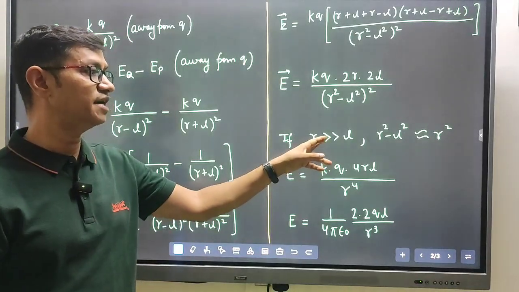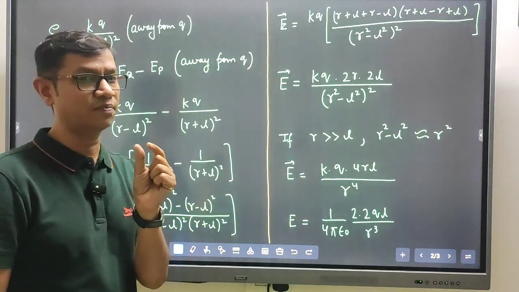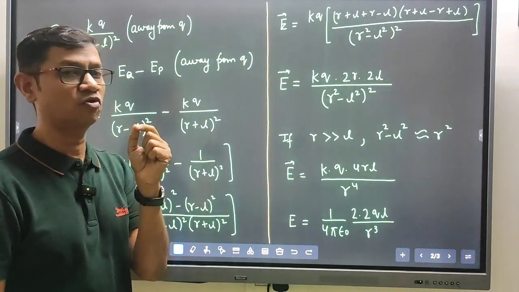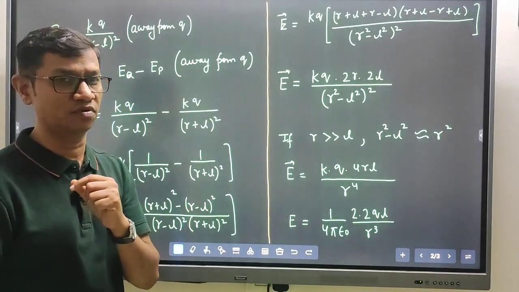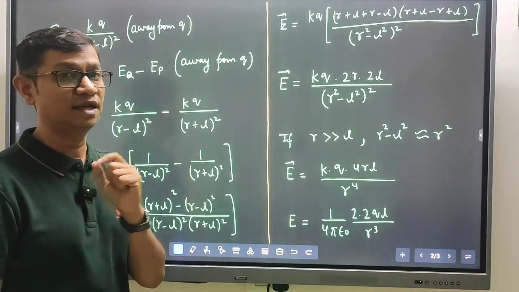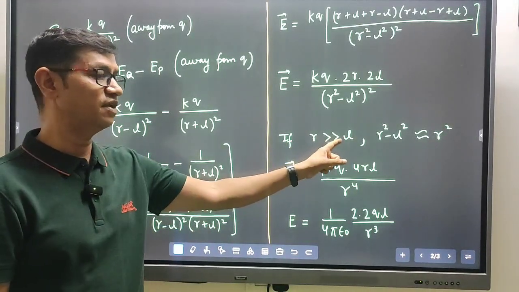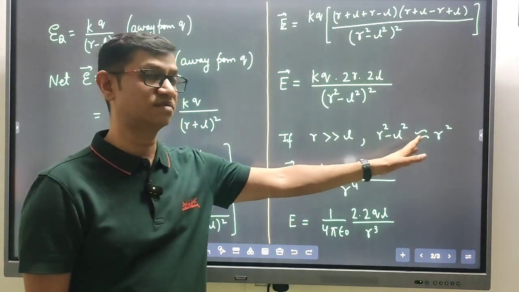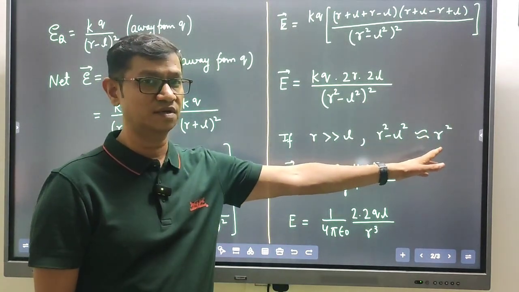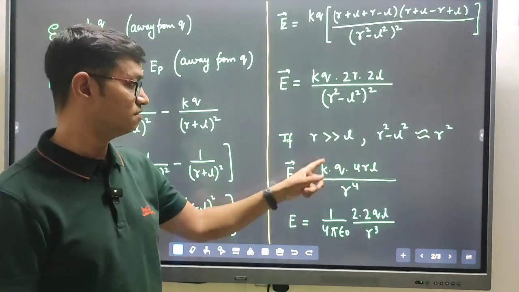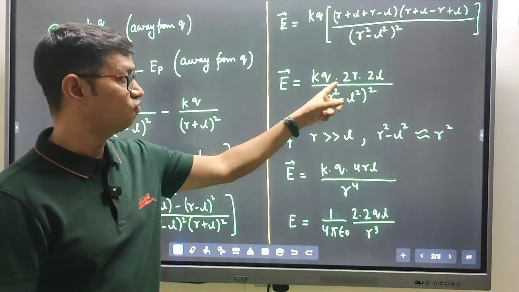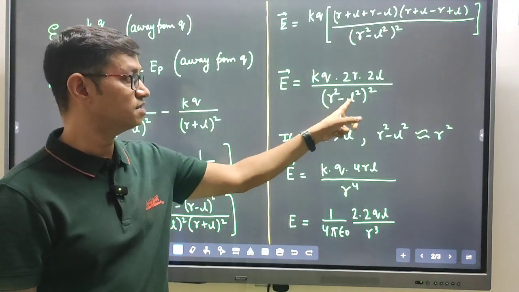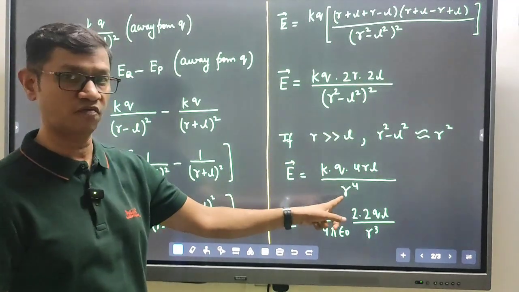Now if R is very much greater than L, which is typically the case because in a dipole the charges are separated by a very small distance, and we are talking about a point which is considerably far from the dipole as compared to the length L. So R will be very much greater than L. So R square minus L square can be considered nearly the same as R square. So now this entire thing will become KQ 4RL upon R to the power 4, because this becomes R square, and R square squared is R to the power 4.